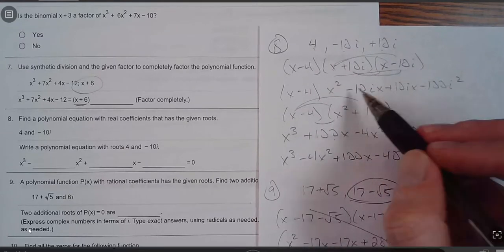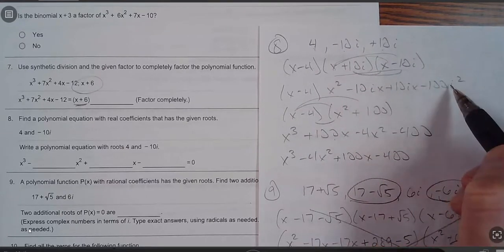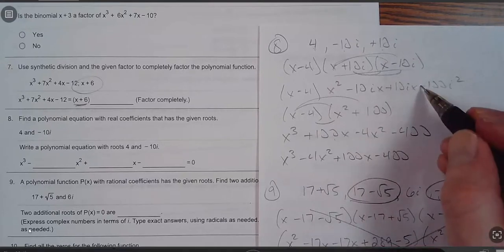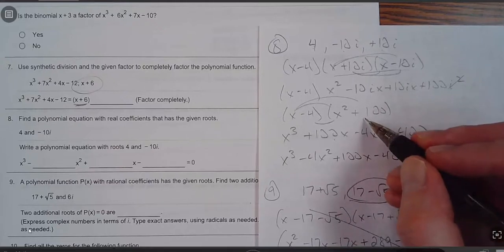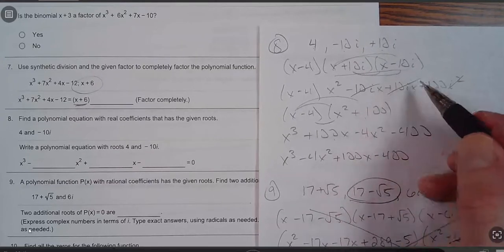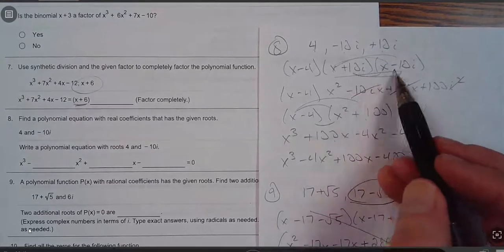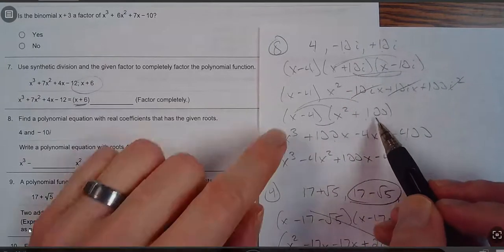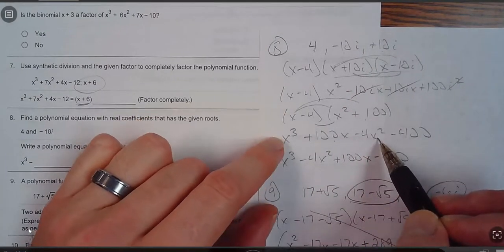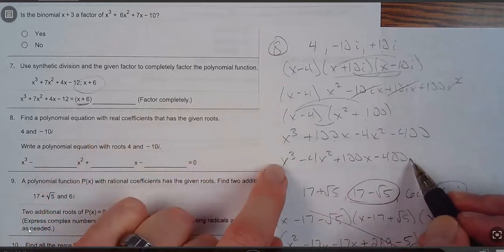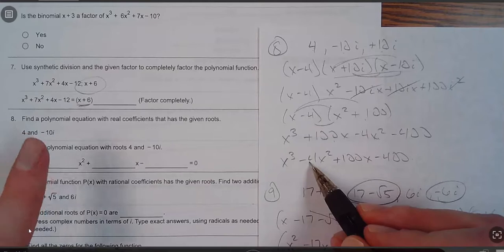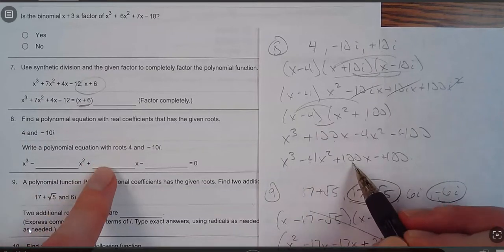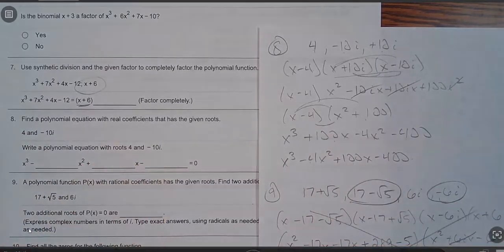If you multiply these two together first, you get this, and stuff cancels out. Notice I got 100 minus 100 times i squared. That makes that a plus, so that's why it's a plus 100 here. These canceled out. So when I multiply these together, I got x squared plus 100. Now multiply them together, and I just put it into standard form to answer the question, because they said this would be x cubed minus 4x squared plus 100x minus 400 would be the numbers to fill in there.